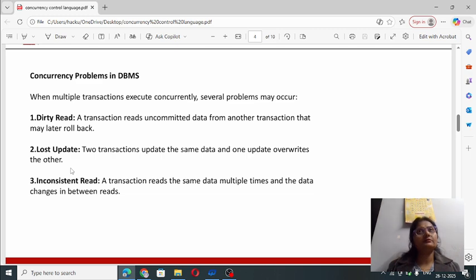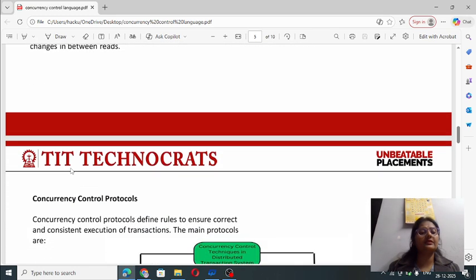For example, suppose the value is 1000, and transactions T1 and T2 both update the 1000. T1 updates 1000 to 1200, and T2 updates it to another value, which discards the last update. That is an inconsistency. If another process reads some data multiple times and it changes between reads, it is called an inconsistent read.